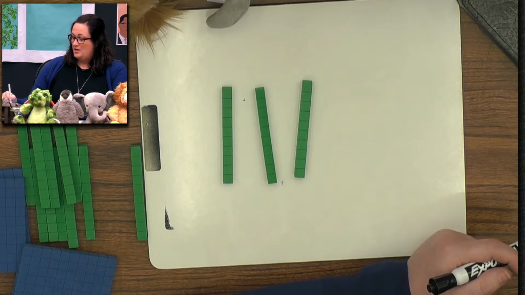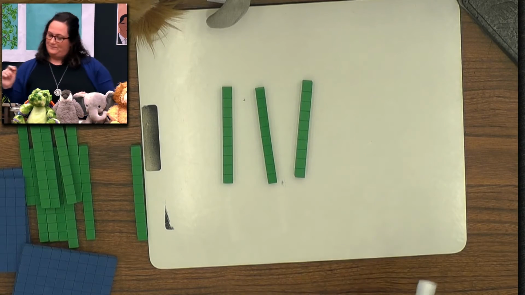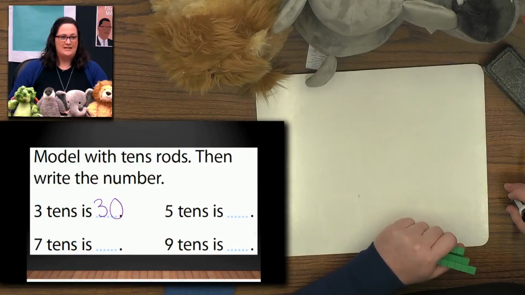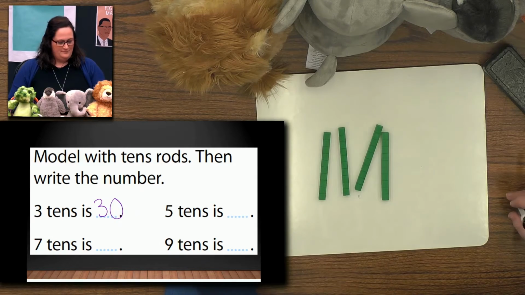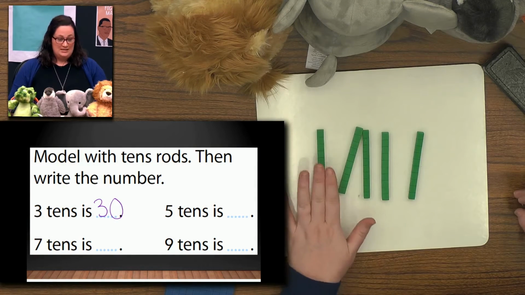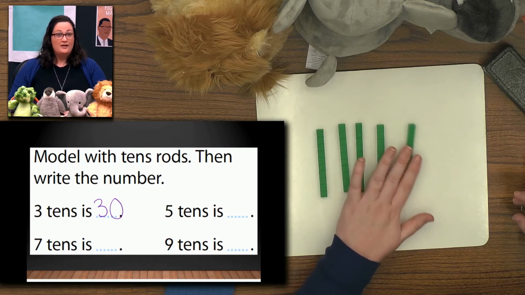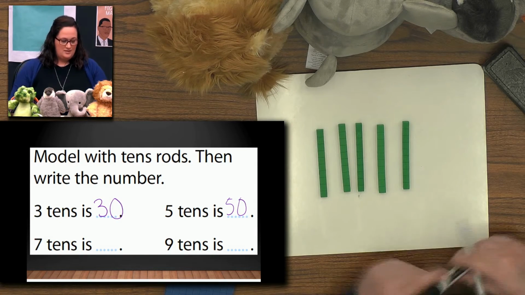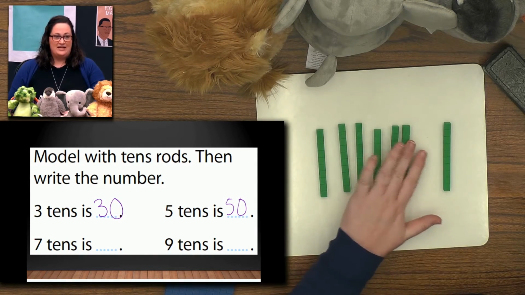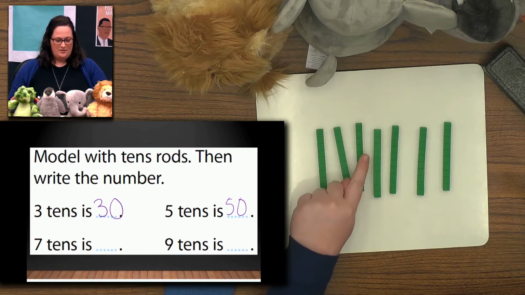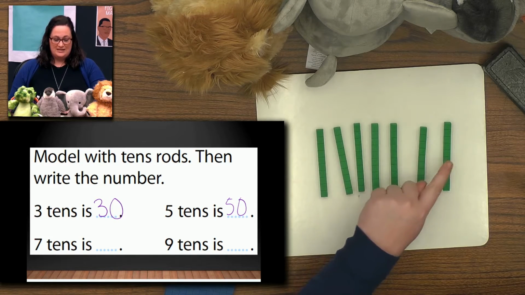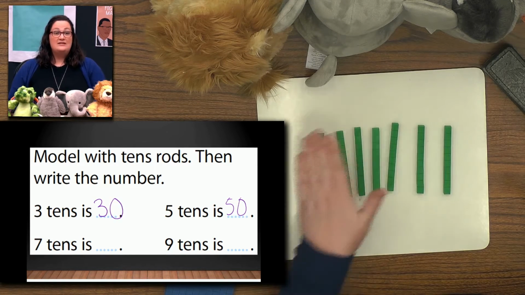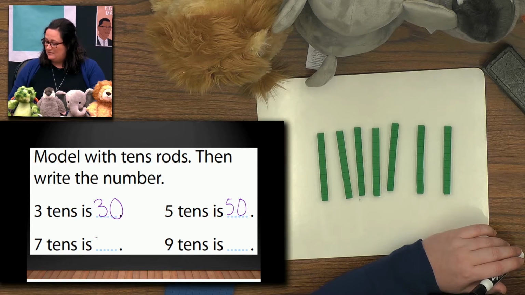30. Mr. Kevin, could we have both things up, please? 5 10s. Put them down. 5 10s is what? 10, 20, 30, 40, 50. 5 10s is 50. Now we need 7 10s. 10, 20, 30, 40, 50, 60, 70. Or you may have said 50, 60, 70. 7 10s is 70.